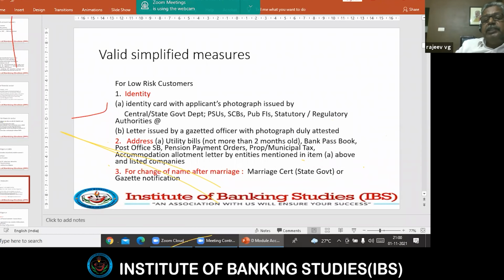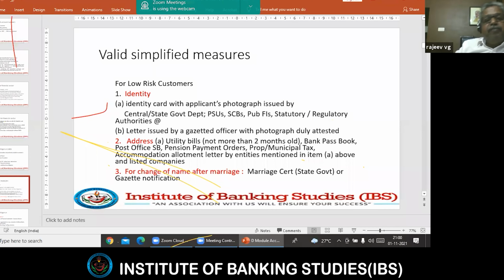Letter issued by a gazetted officer with photograph duly attested. If an OVD is not there, you can use this and have the accounts opened. For address, as I said earlier, utility bills can be used. Then accommodation allotment letter by entities mentioned in the item above and listed company.